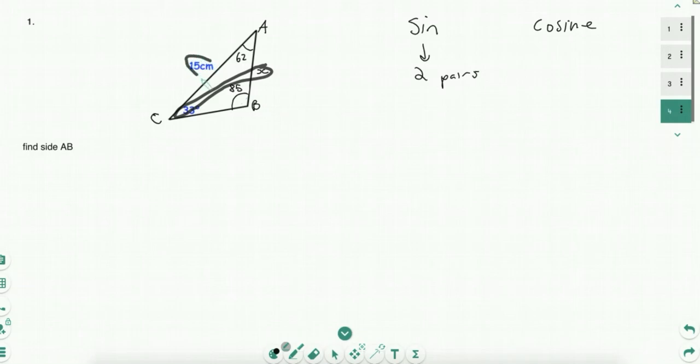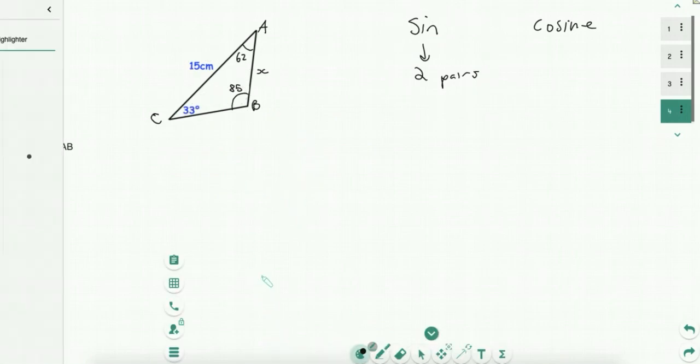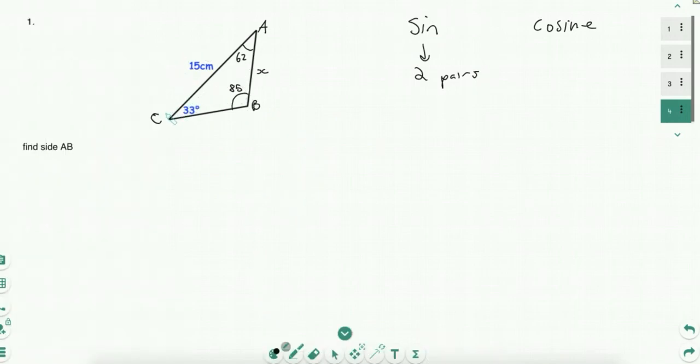And I know this side angle pair here. So we can use the sine rule. So here in this question, the sides have been labeled for us. So if this is angle C, we'll say this is side C. If this is angle B, this is side B. And this is angle A, this is side A here. So let's write it out. A over sine A equals B over sine B equals C over sine C.